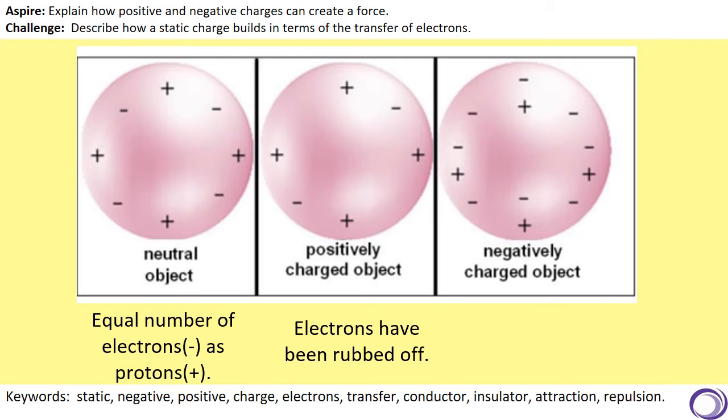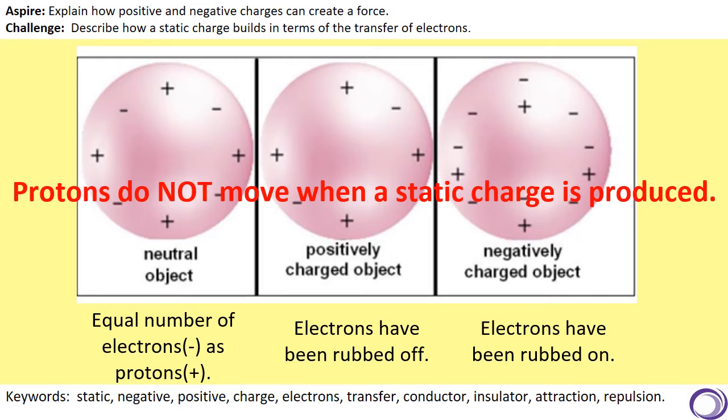So electrons have been rubbed off, which has left us with a positively charged object. Last one. We've still got the 1, 2, 3, 4 protons. That doesn't change. Number of protons not changing. But now we've had extra electrons. We've got more negatives. So electrons have been rubbed on. Protons do not move when a static charge is produced. Don't say it. Please don't say it. It's always electrons that are moving.